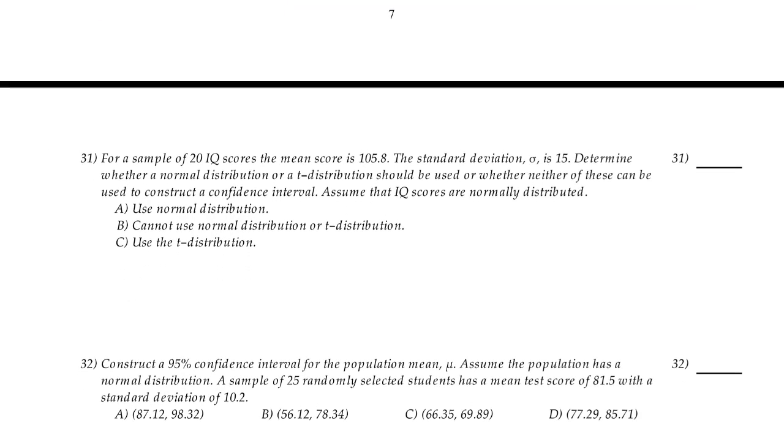All right, let's see what we have here. For a sample of 20 IQ scores, the mean was 105.8. The standard deviation sigma, they're giving us sigma, is 15. Okay. Assume the IQ scores are normally distributed. That means we can use one of these distributions. Now, because they gave sigma, I can use the normal.